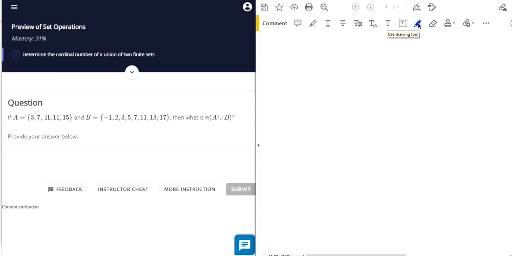Okay, determine the cardinal number of a union of two finite sets. So remember, the cardinal number means how many elements you have in the set. So it's basically combining what we did earlier. We want to find out what A union B is, and then we can find its cardinality. So A union B means all the unique elements of A and B. We don't do any duplicates.